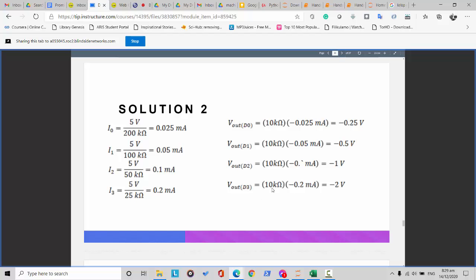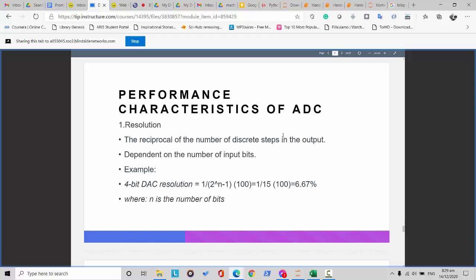You can see here they are all converted into negative, because they are connected to the inverting input. So all the voltages that are produced are all negative. So these are all some simple calculations now. I think we have some examples of this in your assignment. Very easy. Now, performance characteristics of ADC are the following.